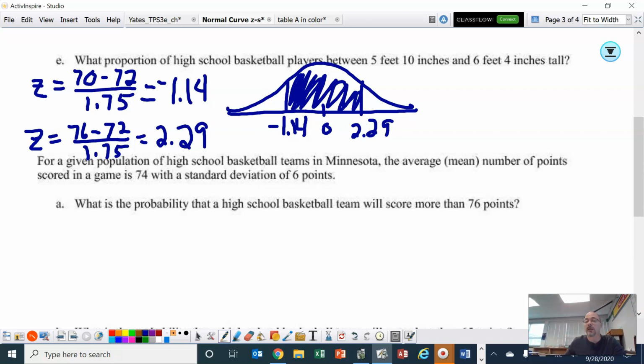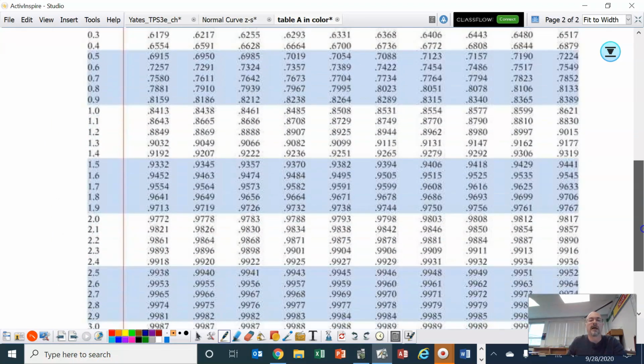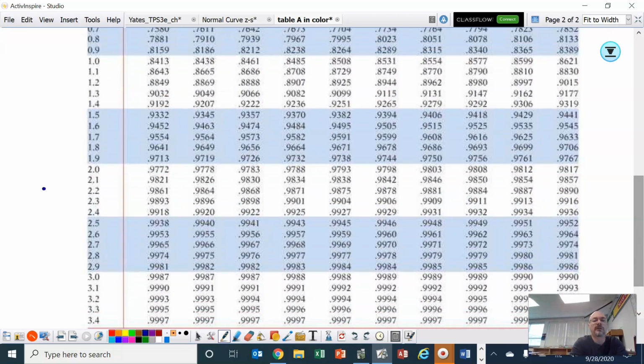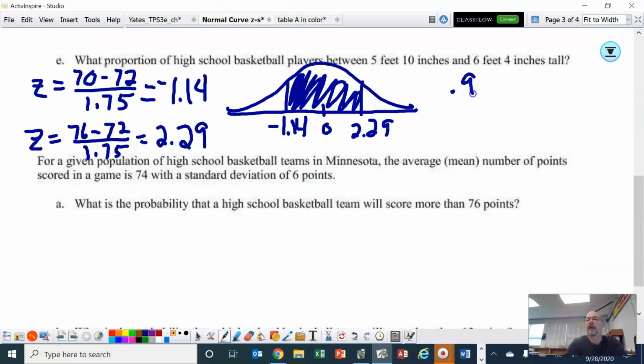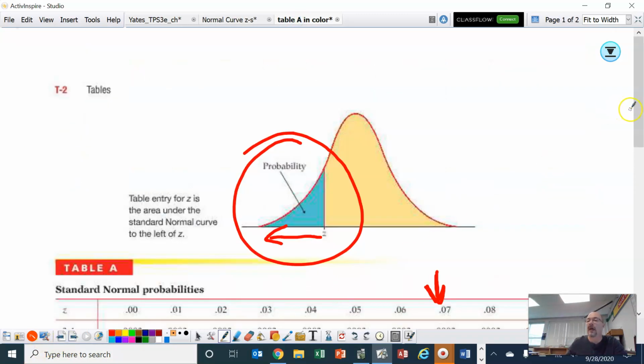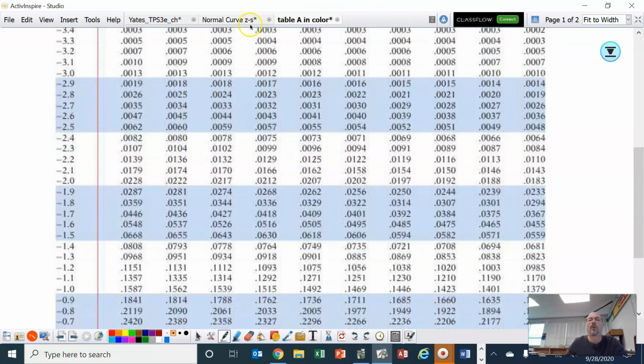Now, when I do a between, I'm going to look up the big Z-score first in the table. So I got to go to positive 2.29. All right, positive 2.29. Well, here's positive 2.2. And 9 is the very last column, so that's going to be 0.9890. So I'm going to take 0.9890, and I'm going to subtract. Now I'm going to look up the negative 1.14. Now remember, that's going to give it to me to the left, but I don't want that. I want to cut that part of the table off. So negative 1.14.